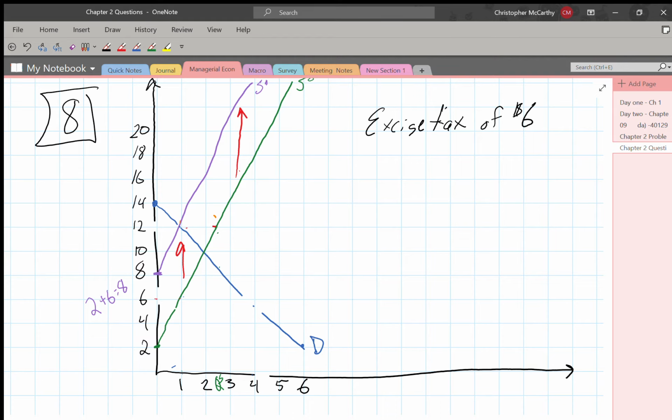So what happens to our new equilibrium price? Does it go up or down, BMO?